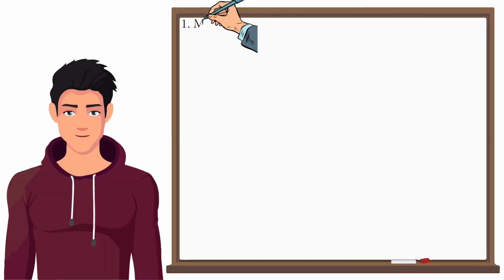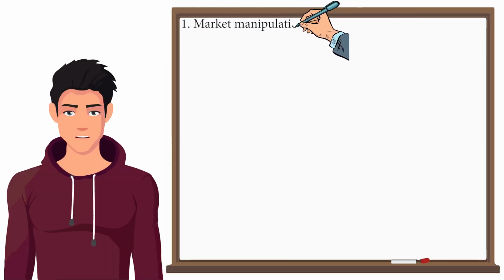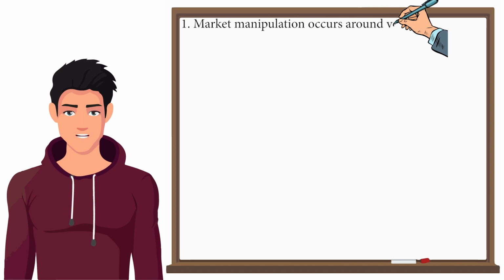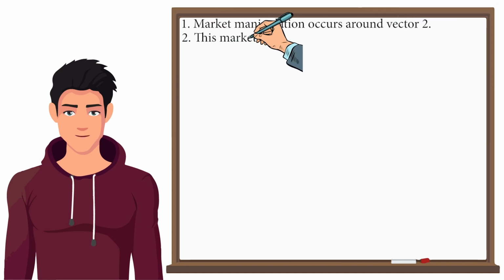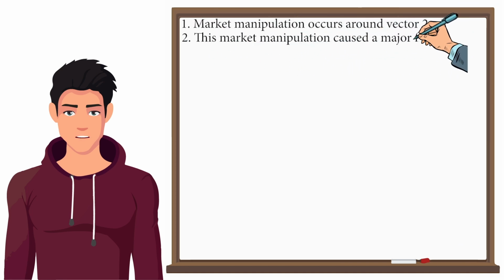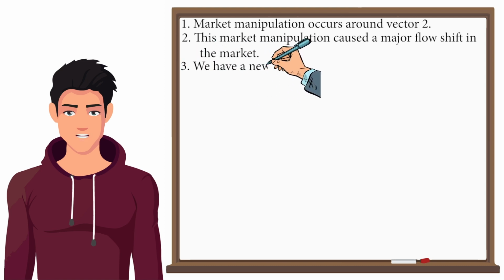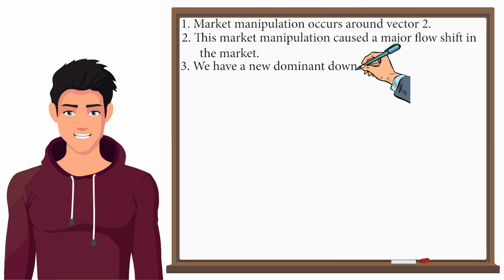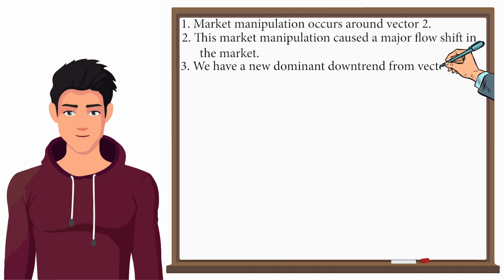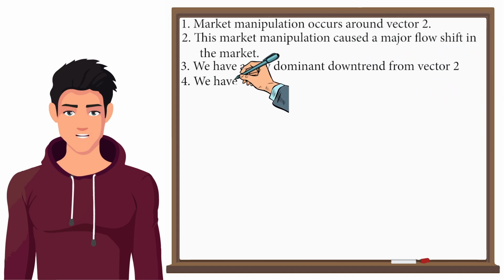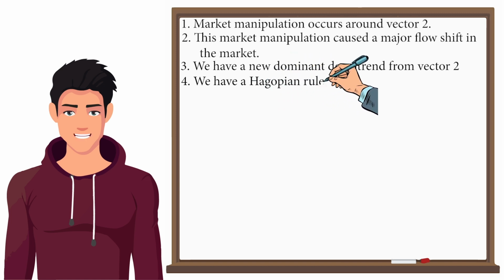1. We have a successful market manipulation occurring around vector 2. 2. This market manipulation caused a major flow shift in the market. This means that the market trend changed from uptrend to downtrend immediately after the market manipulation was completed. 3. We have a new and fresh downtrend on both major and minor flows of the market from vector 2 onwards. 4. We have a Hagopian rule happening from vector 5.